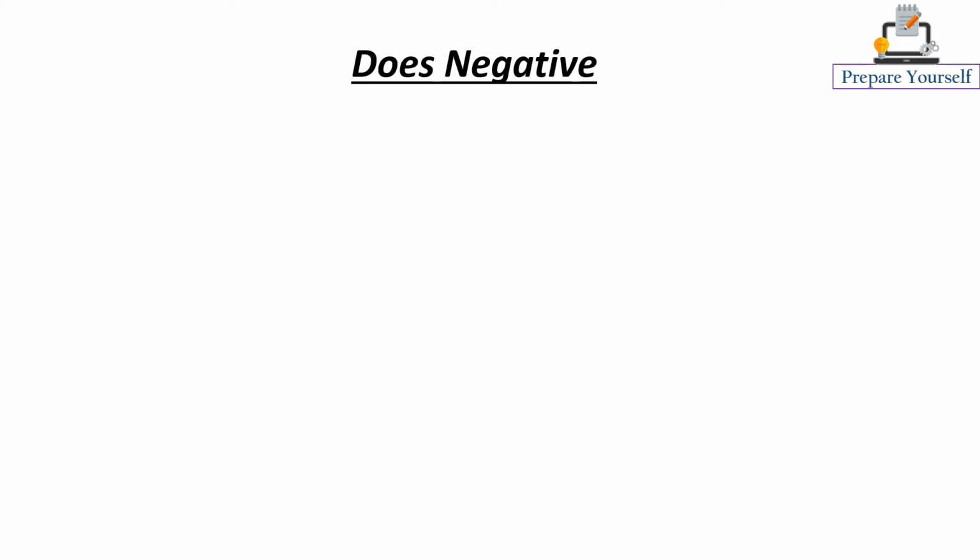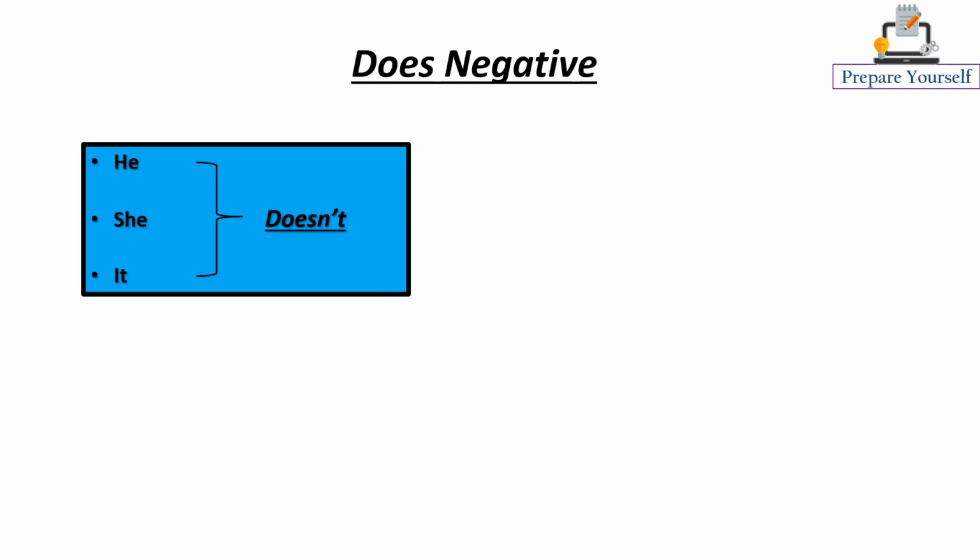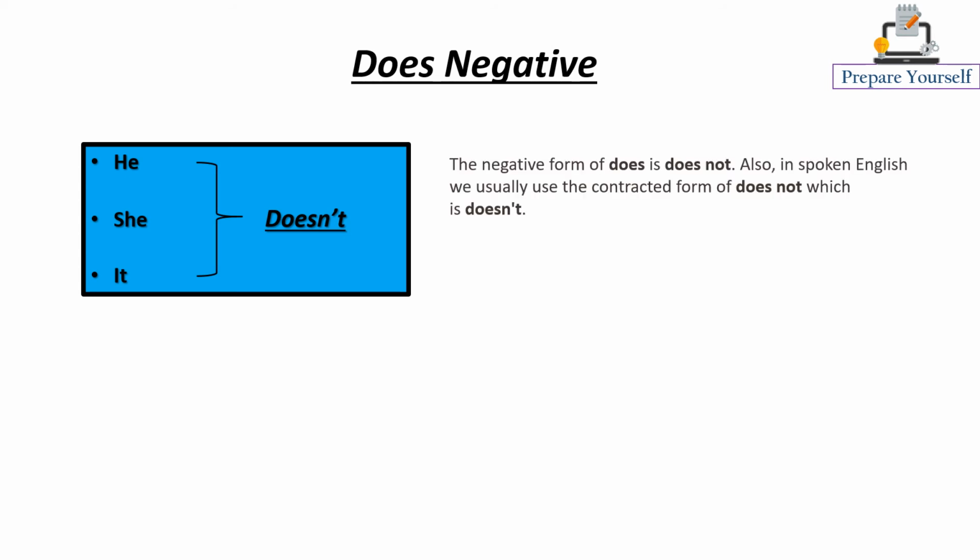Does as negative sentence structure. Does not. We use doesn't with he, she and it. The negative form of does is does not, but in English, we always say doesn't. Let's have a look at the example.